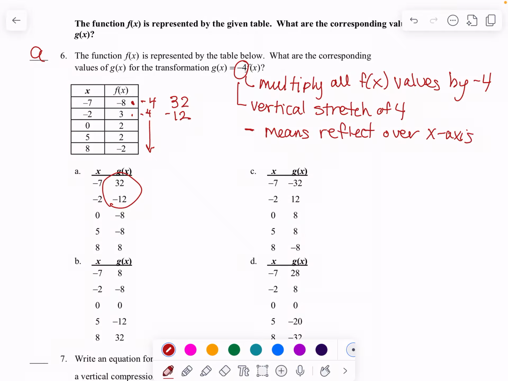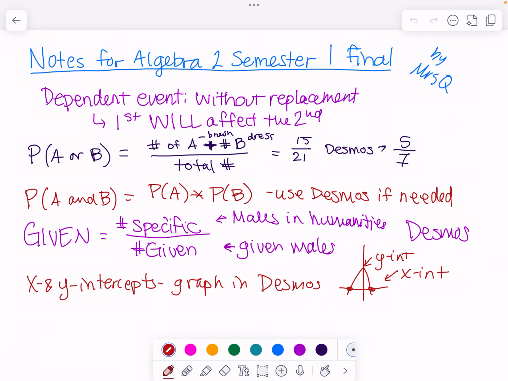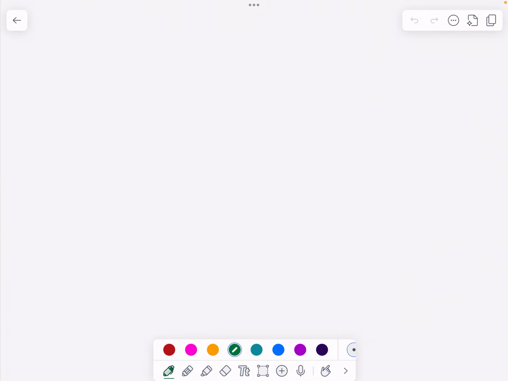Okay, so coming back to the notes, if it was negative 4 f of x in the table, that means you're going to multiply the f of x column by negative 4. That's really all you need there. I mean, that's all I would need.